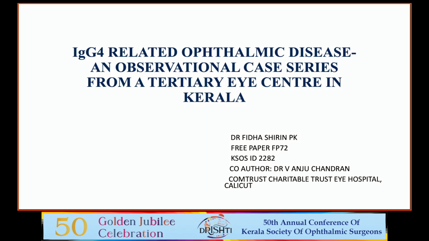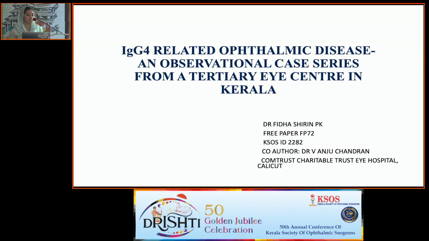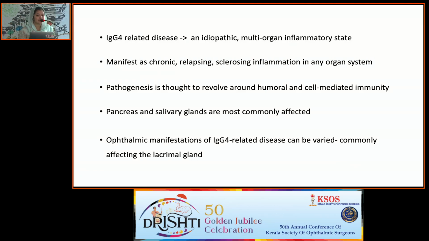Good afternoon, everyone. My paper is on IgG4 related ophthalmic disease, an observational case series from a tertiary eye center in Kerala. IgG4 related disease is an idiopathic multi organ inflammatory state. It manifests as chronic, relapsing, sclerosing inflammation in any organ system. Pathogenesis is thought to revolve around humoral and cell mediated immunity.